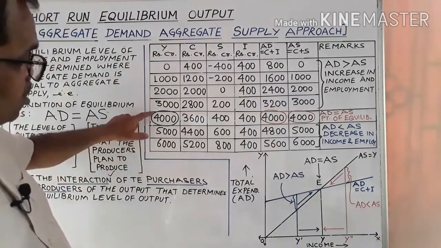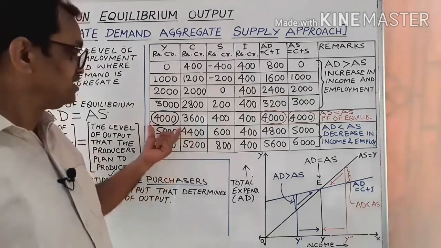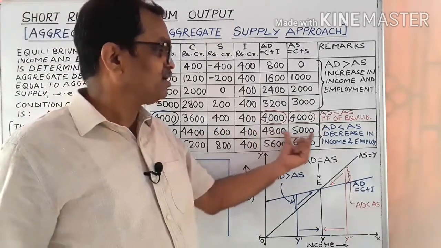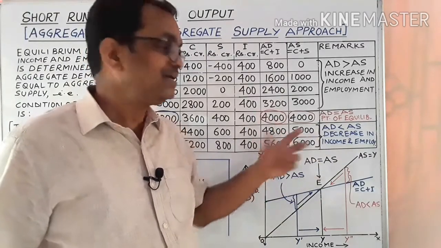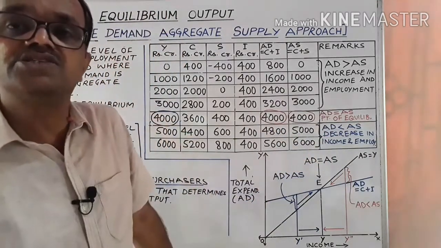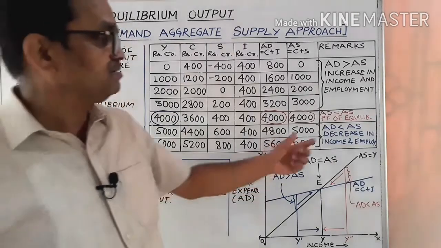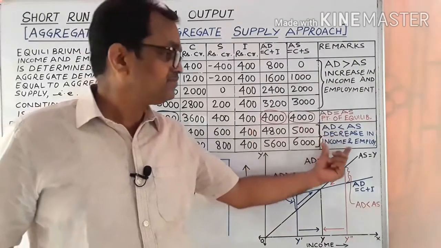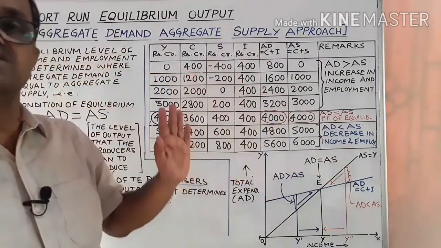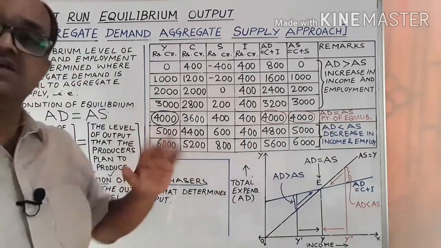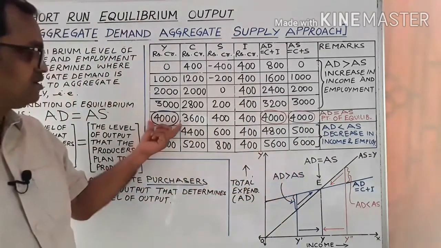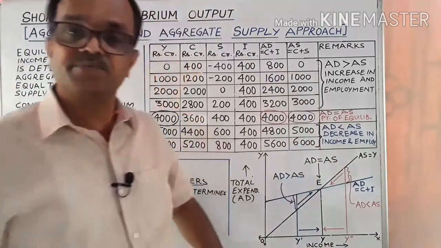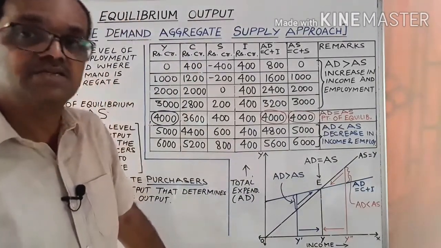Now beyond this level of income 4000, that is at 5000 or 6000 crore, what is the simple observation? That aggregate demand is less than aggregate supply, and in this situation there would be a gradual decrease in income and employment, means there is a tendency to shift from this level of income, and therefore equilibrium cannot be established at 5000 or 6000. It is only at this level of 4000 crore that the equality between aggregate demand and aggregate supply holds, and the equilibrium is established in the economy.